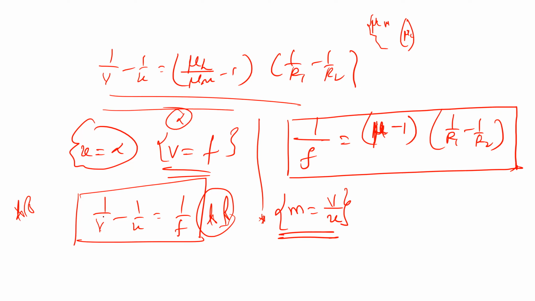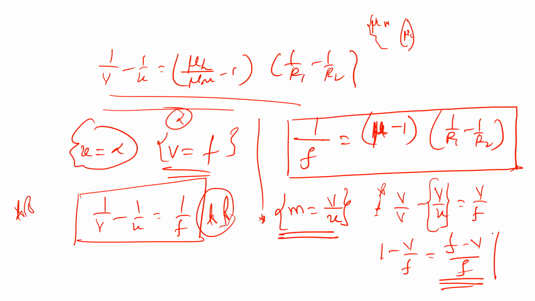So now here another 2 important formulas can be derived. Just substitute, multiply with V on both sides. Then what will we get? V by V minus V by U is equal to V by F. Then V by U, if I send it to the right side, it will become 1 minus V by F, right? So can I write this as F minus V by F? Tell me. Yes, sir. This is the process to derive this formula. So if image distance is given and focal length is given, you can easily get the magnification as well.